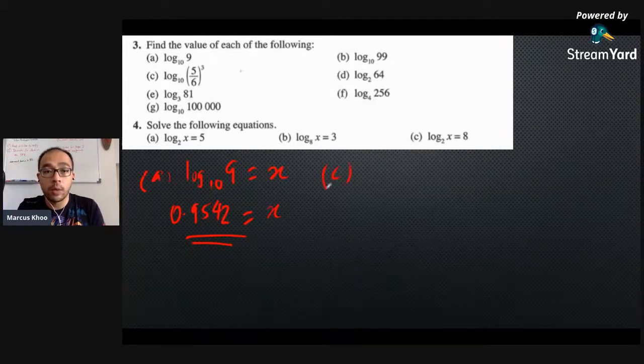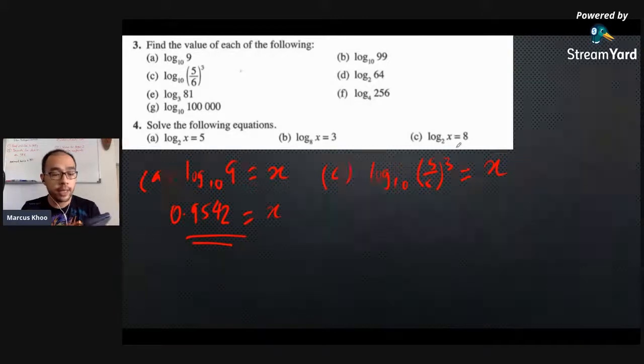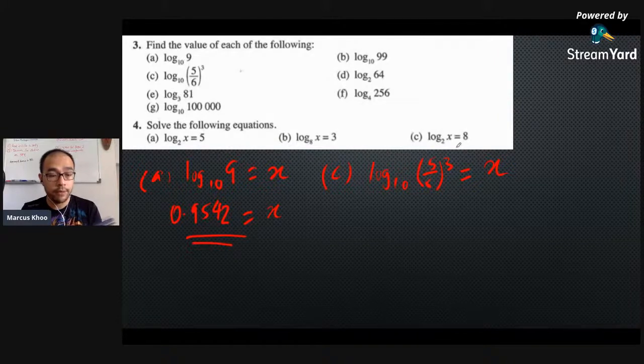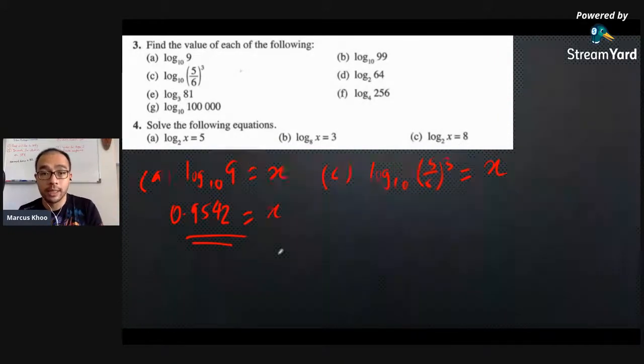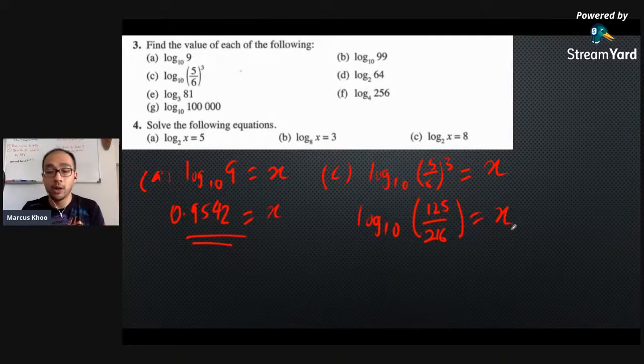What if there is a power over there? Log 10 of (5/6) to the power of 3 equals x. We always equate it with something first. Now, this one, you need to find the value of this first. So (5/6) to the power of 3 is 125/216. So you get log 10 of 125/216 equals x. Then only I take the log of this. So what I will get is x equals negative 0.2375.